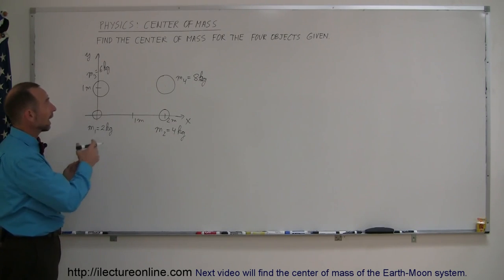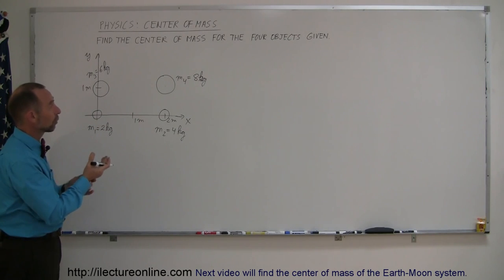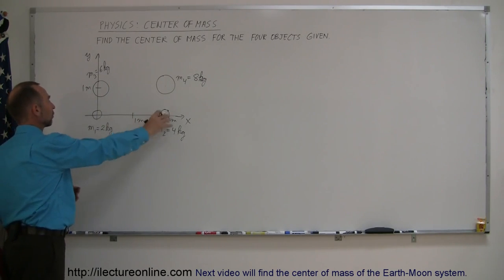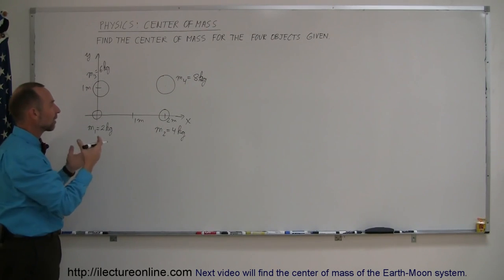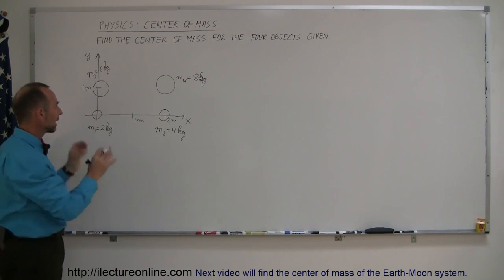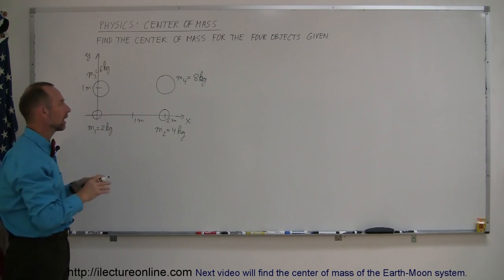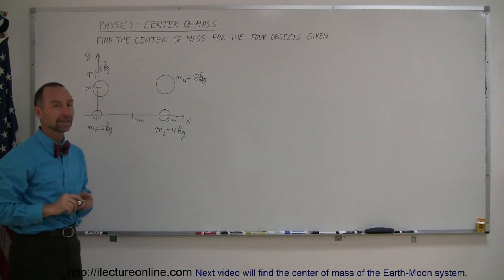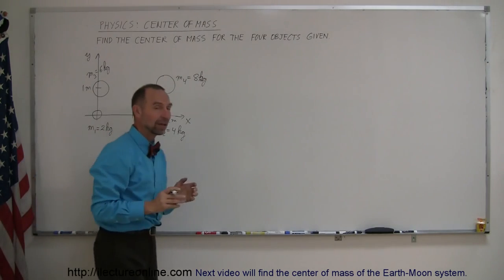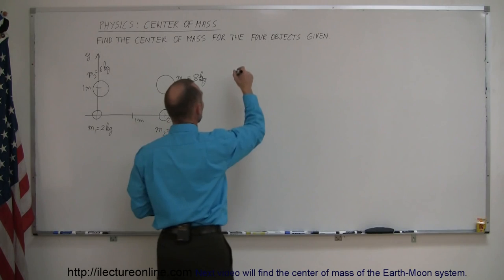It asks: find the center of mass for the four objects given, mass 1, mass 2, mass 3, mass 4, in four different locations. Assuming that each mass is a point object, so that all of its mass can be considered to be located at that exact point indicated, the way you find the center of mass, you have to do each direction separately, is as follows.